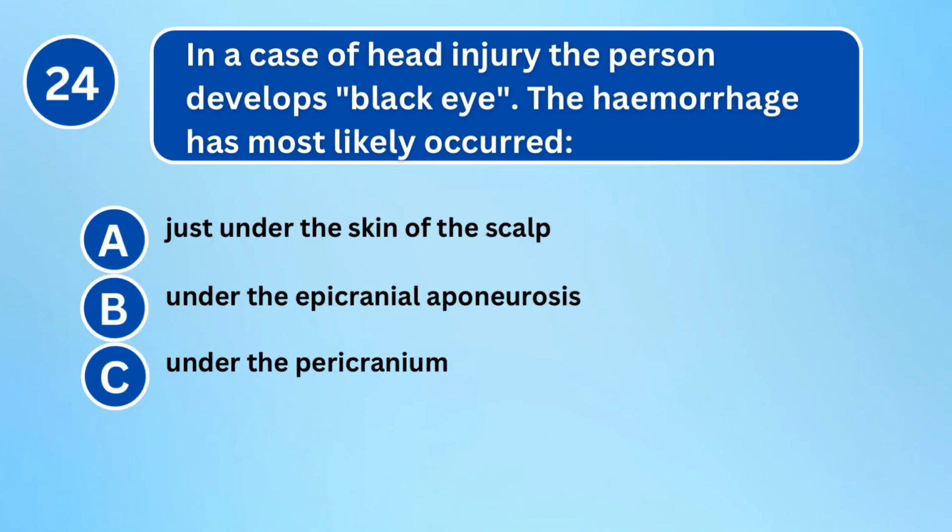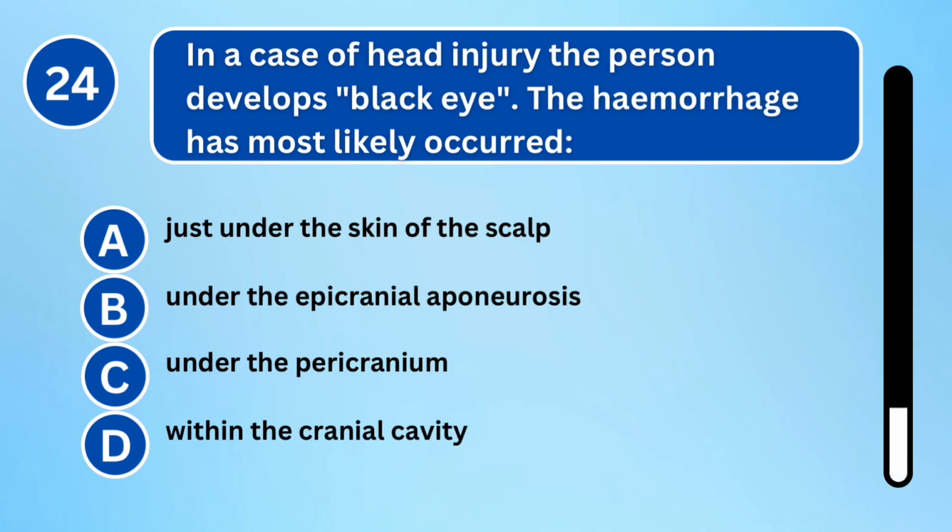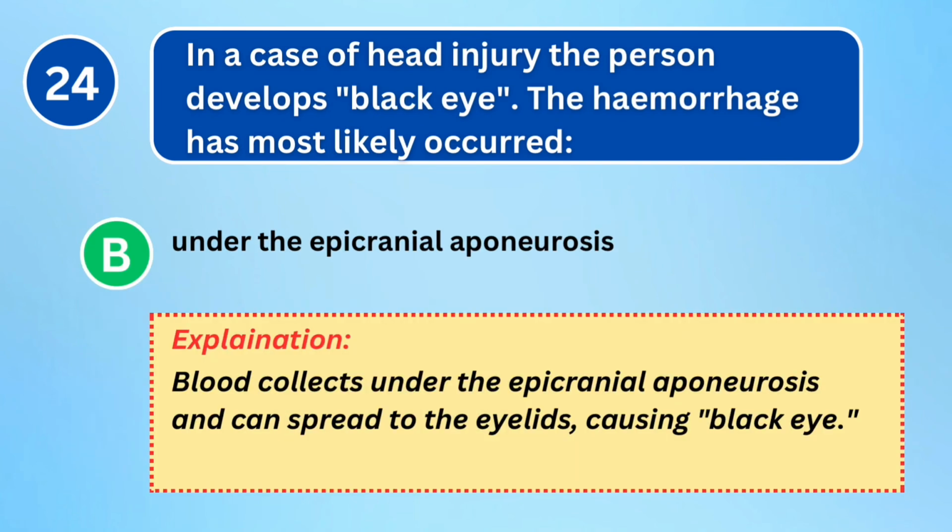In a case of head injury, the person develops black eye. The hemorrhage has most likely occurred: A. Just under the skin of the scalp. B. Under the epicranial aponeurosis. C. Under the pericranium. D. Within the cranial cavity. Correct answer is B. Under the epicranial aponeurosis.